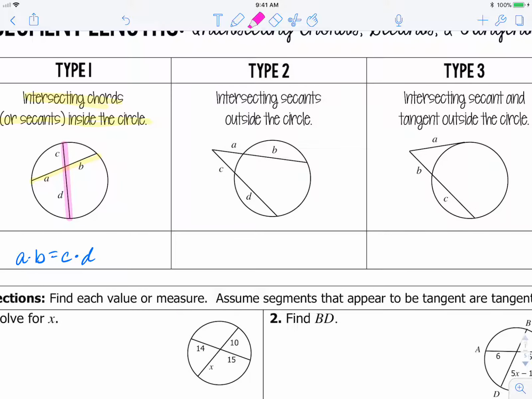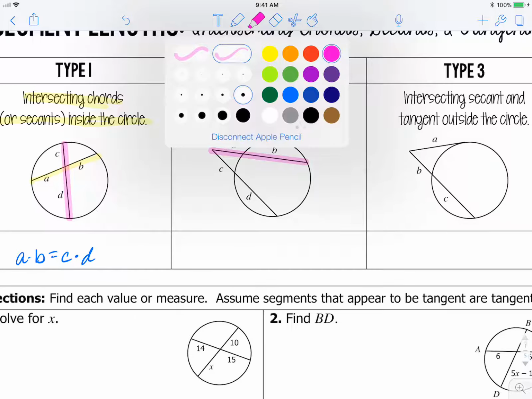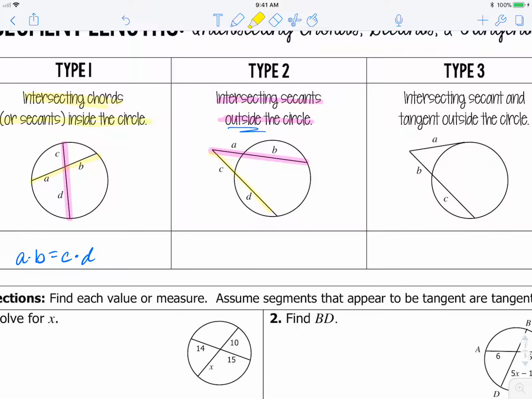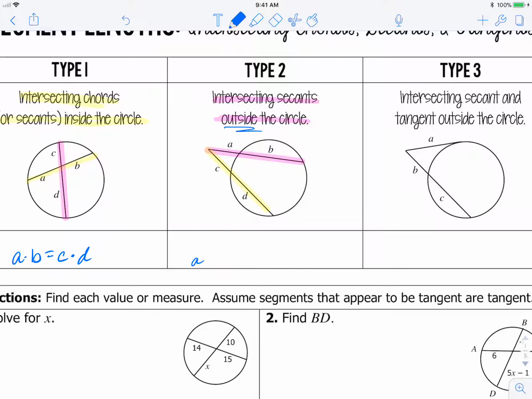All right, type 2, intersecting secants outside the circle. So you've got one secant made up of A and B. You've got the other secant made up of C and D. So you're going to take the outside segment A and multiply it times A plus B equals C times the whole thing again, C plus D.